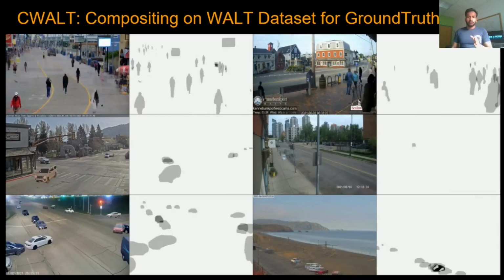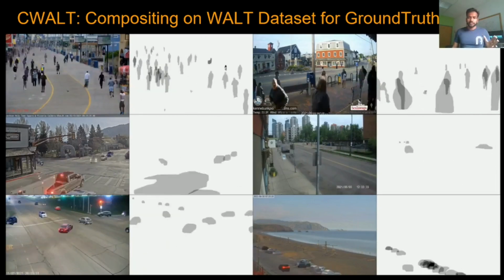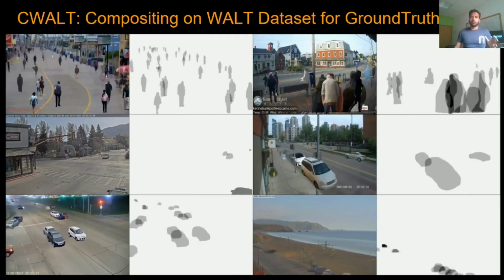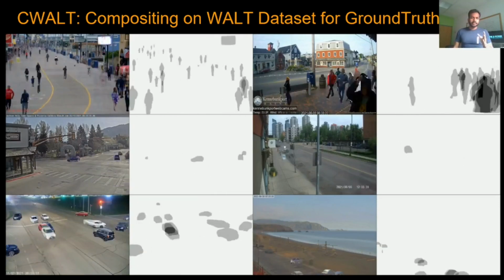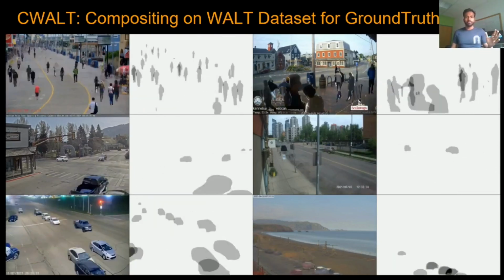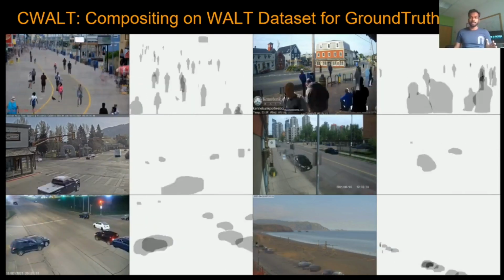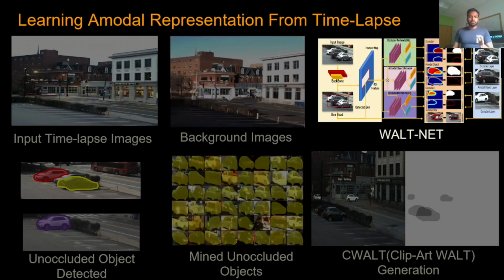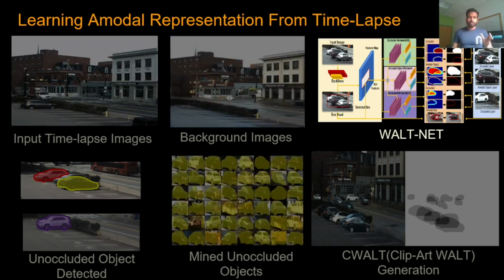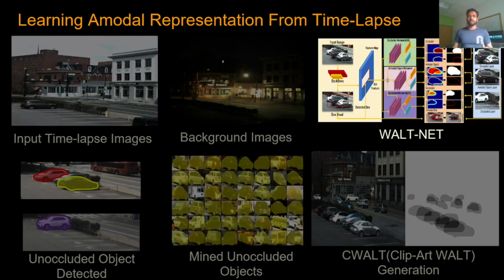Diverse objects are composited back into the image in various configurations, setting the stage to learn amodal representation automatically. Here are examples of compositing for a variety of scenes like boardwalk, traffic intersections, sidewalks, and beaches. These CWALT generated images and ground truth occlusion configurations are passed through a network to learn amodal representation.